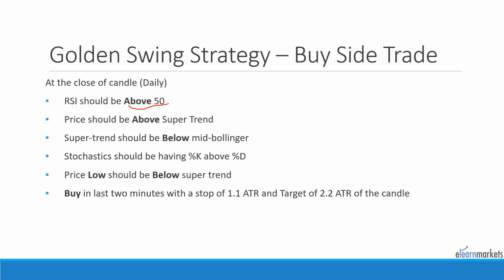RSI should be above 50. So we've already plotted the blue line. If RSI is above 50, price should be above the super trend. The super trend will be normally green because we are looking at the buy strategy. So our price should be above the super trend. Super trend should be below the mid Bollinger Band. So the mid Bollinger Band, the maroon line, super trend should be below the mid Bollinger line.